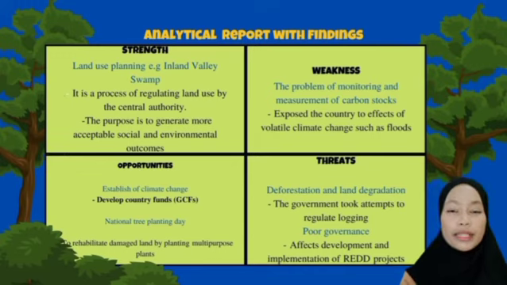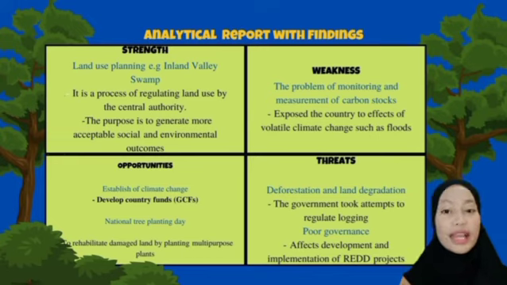The second element is weakness. There are problems in monitoring and measurement of carbon stocks. This is due to a lack of equipment and a lack of trained staff. Then, it will cause the country to be affected by volatile climate change such as floods.